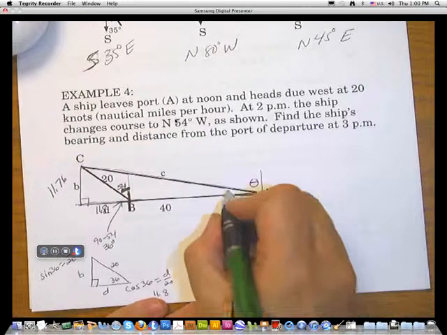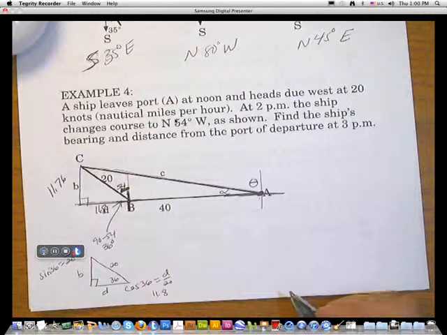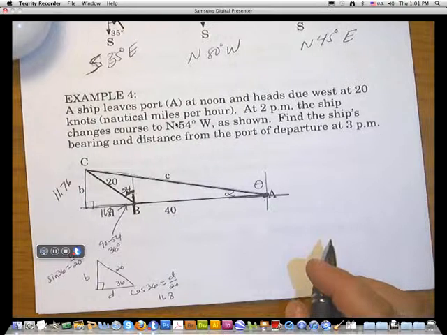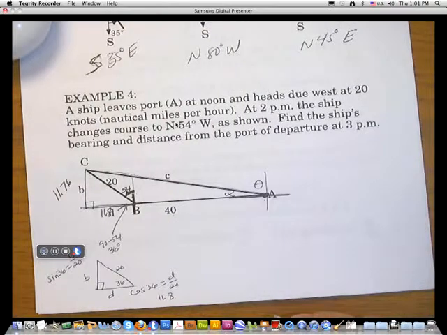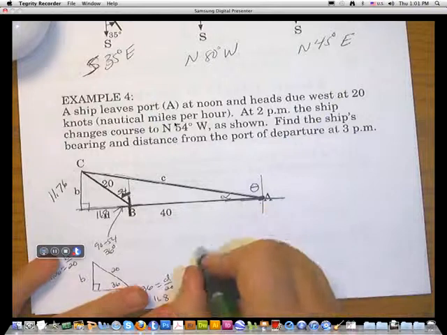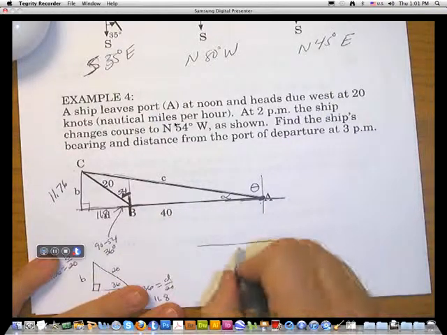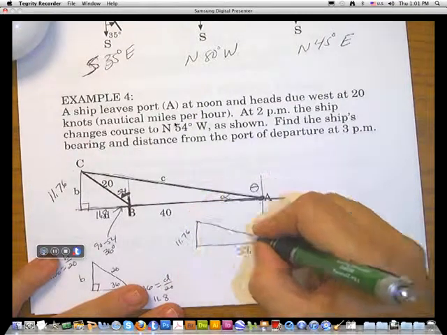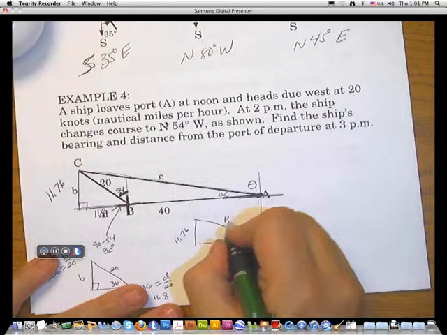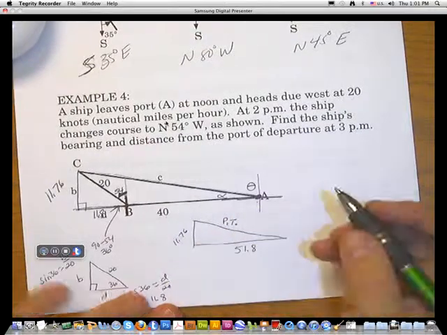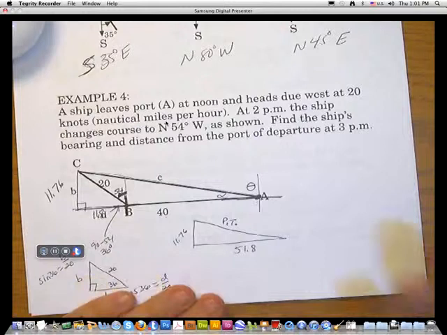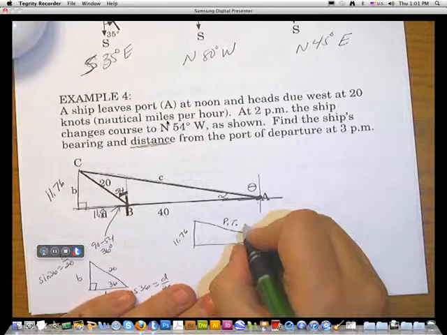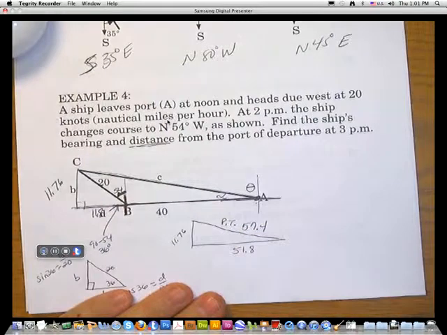Now I need to find that angle as well as my total distance. I can find my total distance because this is 40 and 11.8, so 51.8, and 11.76. Pythagorean theorem will give me my total distance if I wanted to find it. Oh, yep, I do. I need to find it. Distance 57.4.